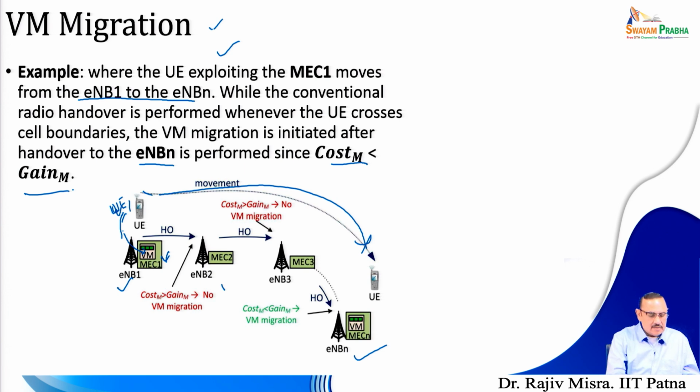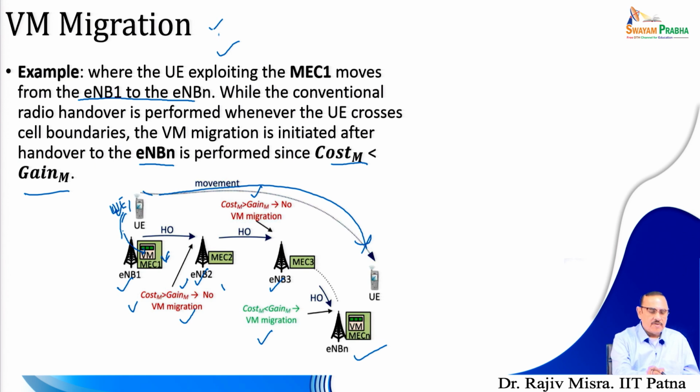So, here you can see that the cost of M is greater than the gain. So, no migration is done when it passes through ENB 2. Here in case of this particular ENB 3, you can see that the cost of migration is more than the gain. So, no migration is done in ENB 2 and ENB 3, whereas here in ENB n, you can see that the cost of migration is less than the gain. So, virtual machine migration is happening.